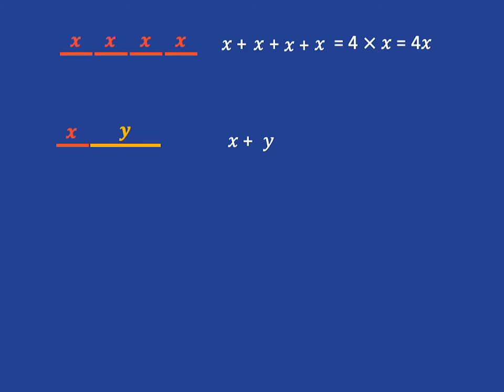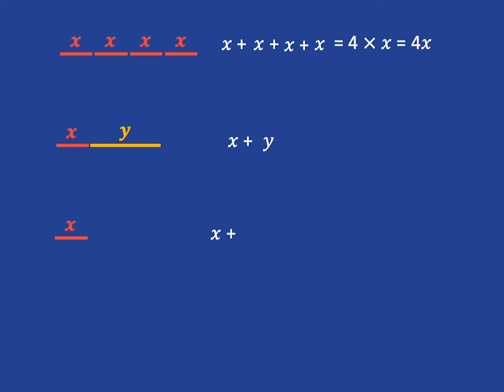Very tempting it might be to write it as xy, right? But remember, xy is x multiplied by y, and when you're multiplying two variables together, you're going to end up with the area of the rectangle. So xy is very different to x plus y. We can't simplify x plus y because we don't have like terms.